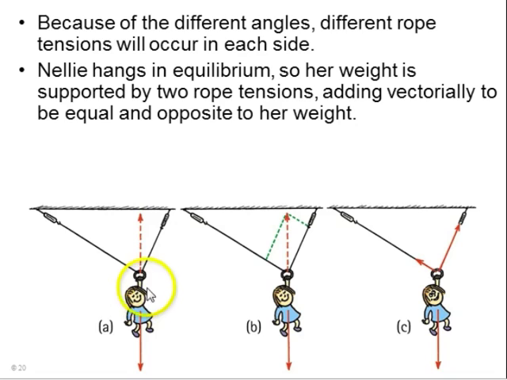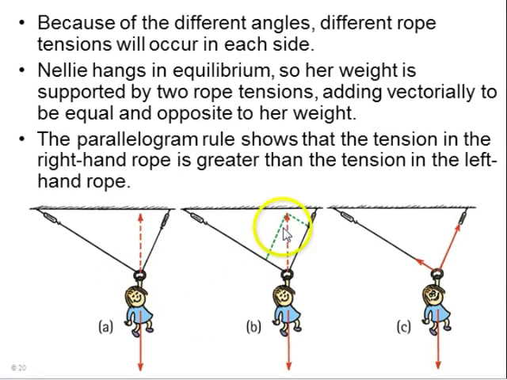Nellie hangs in equilibrium, so her weight is supported by two rope tensions adding vectorially to be equal and opposite to her weight. So we know her weight is down. This dashed line must be the sum of these two tensions. It must act directly up and be equal to her weight. So if you use the parallelogram rule, you will see that this tension in the left-hand rope must be less than the tension in the right-hand rope so that they add to go straight up.